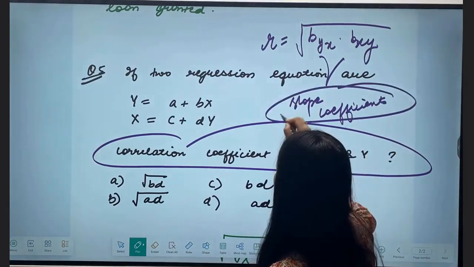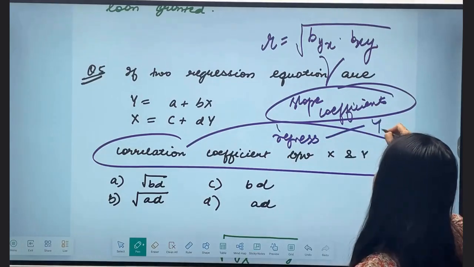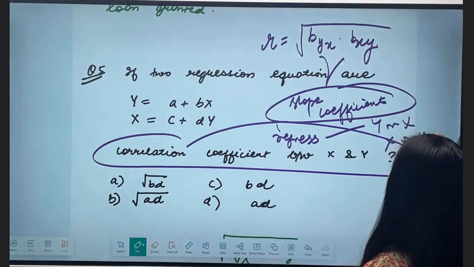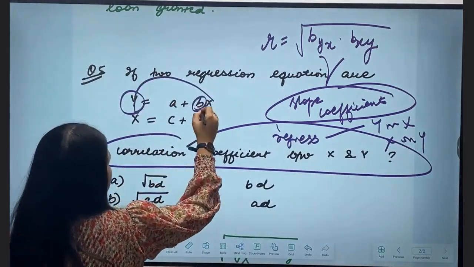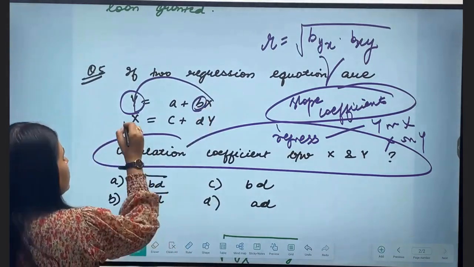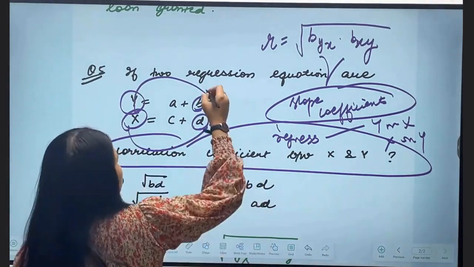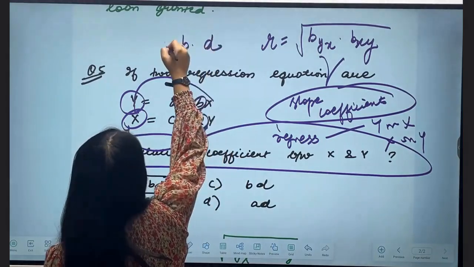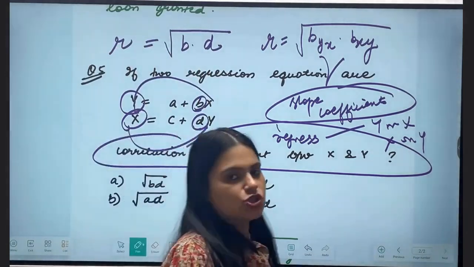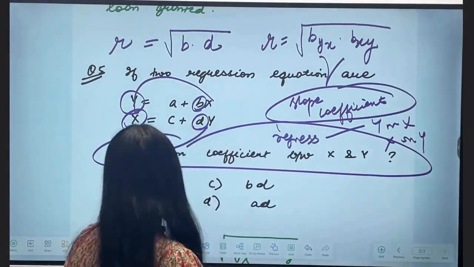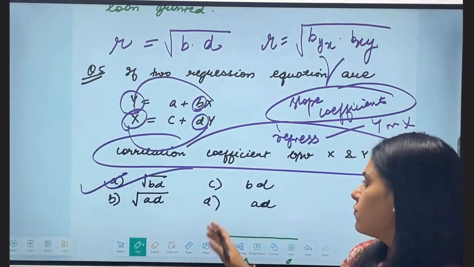कैसे आते हैं स्लोप कोएफिशिएंट्स? रिग्रेस करके. What do you regress? You regress y on x and x on y. So beta, when you regress y on x, you get one slope coefficient. When you regress x on y, you get another slope coefficient. You put those two slope coefficients, find their under root, and that is correlation coefficient. So what is the right answer to this question? A. Right? Under root of B.